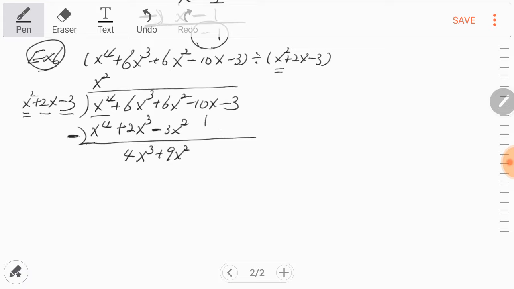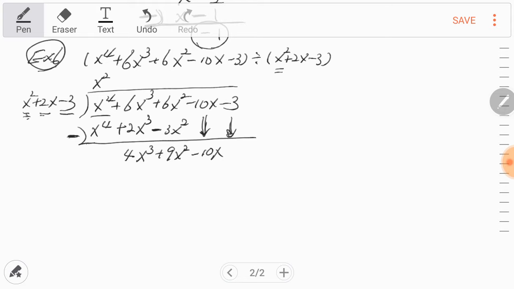And then bring one term down. Since the divisor has 3 terms, we need 3 terms. So you can just bring one down. You can bring the second term down, still okay. What we need is only 3 terms.